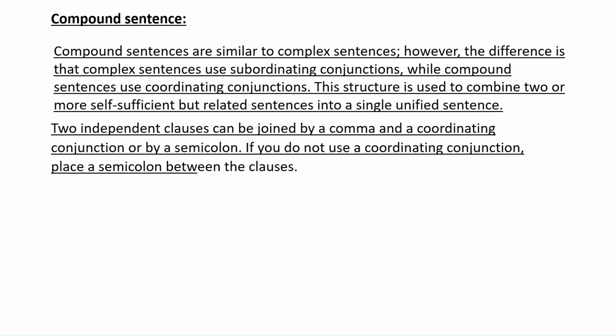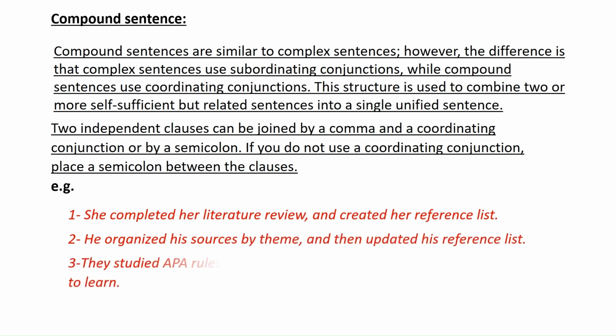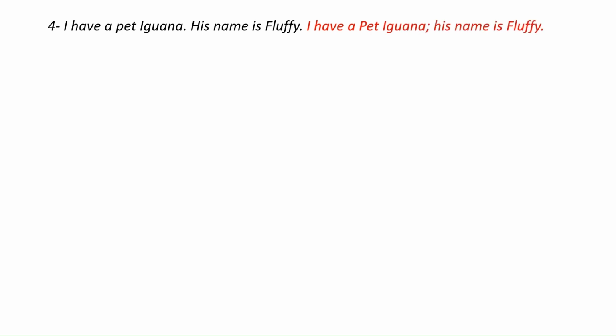A semicolon is used in case of the absence of the coordinating conjunction. Examples. Number one, she completed her literature review and created her reference list. Two, he organized his sources by theme and then updated his reference list. Three, they studied APA rules for many hours, but they realized there was still much to learn. But look at example number four. Here we used a semicolon instead of the coordinating conjunction to connect the two independent clauses. I have a big iguana, full stop, his name is Fluffy, full stop, would become I have a big iguana, semicolon, his name is Fluffy.